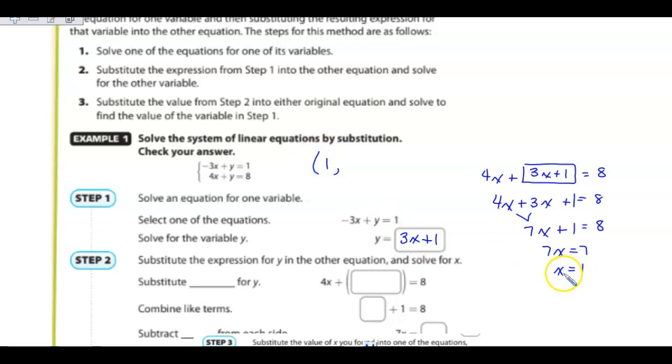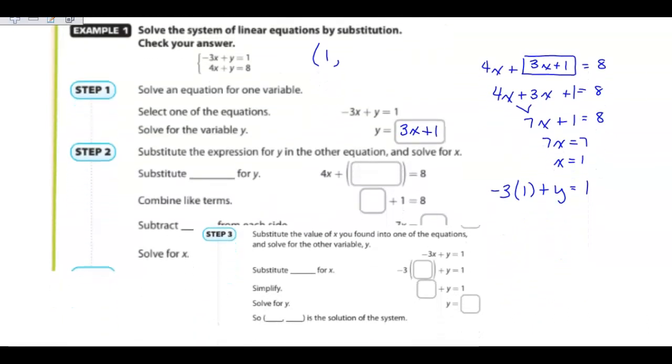So what I'm going to do is replace x in my equation, and I'm still going to use my first equation. So I'm going to take negative 3x, or negative 3 times 1, because that's what we found for x, plus y equals 1. And if I take negative 3 times 1, I get negative 3. And if I add 3 to both sides, I get y equals 4. So my ordered pair for this is (1, 4).